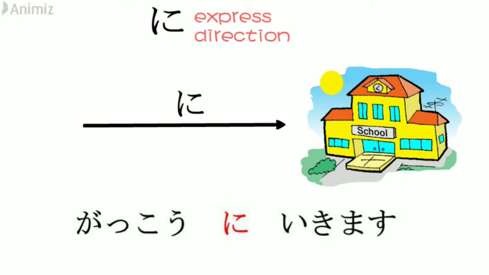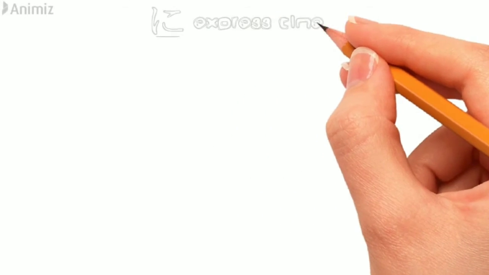Gaku ni ikimasu. I am going to school. By using the particle ni in this sentence, we can see that we are showing the direction, that is towards the school. So we can use the particle ni to show the direction. The next function is it expresses time. It shows the time at which an action is being performed.